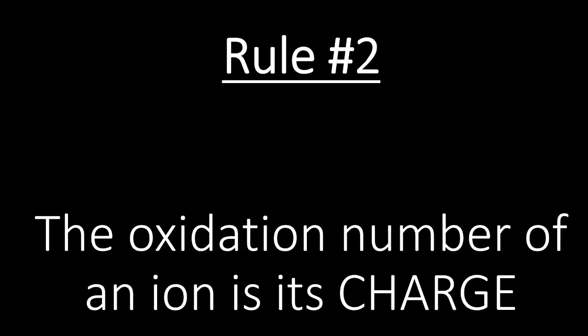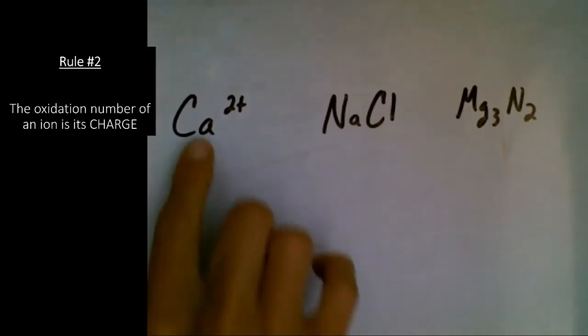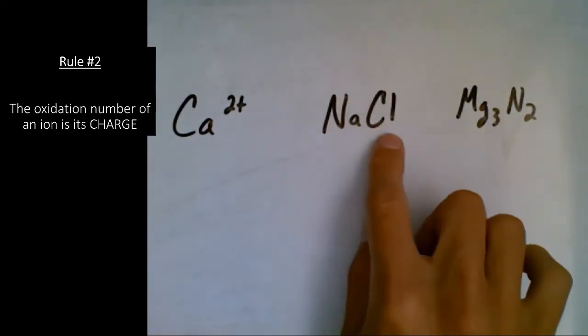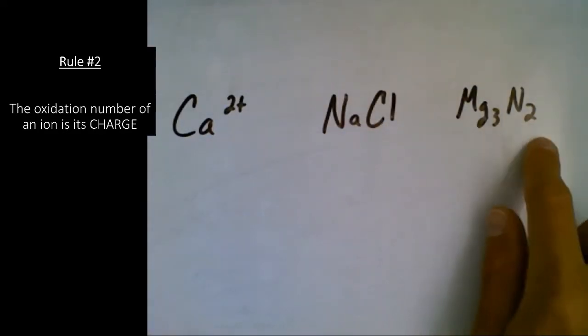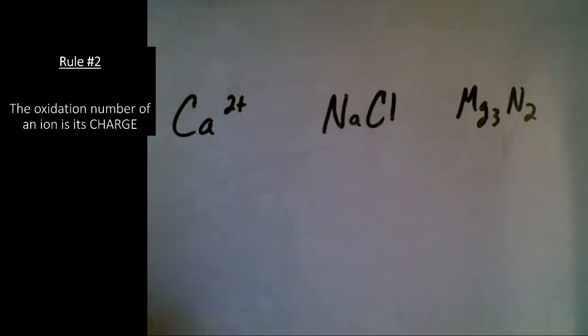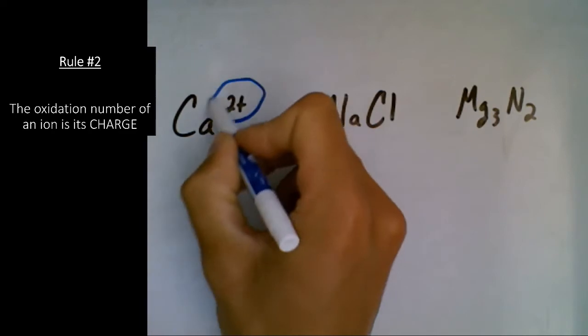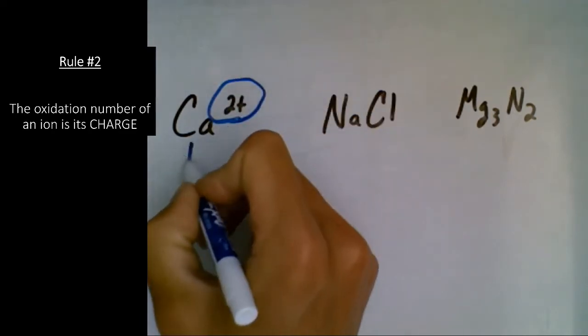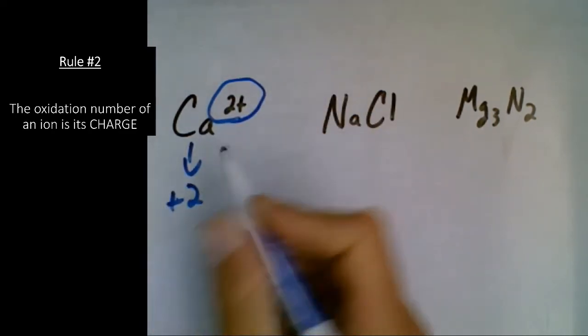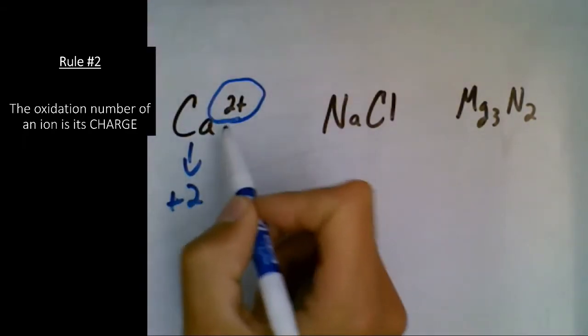Rule number 2, on the other hand, is that the oxidation number of any ion is the charge of that ion. So let's take a look at a few examples here. So we have calcium 2+, NaCl, and Mg3N2. So in any ionic substance, the charge is the oxidation number. So for calcium 2+, the oxidation number is just 2+.